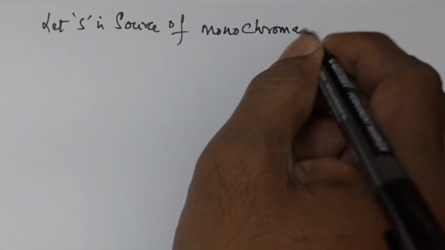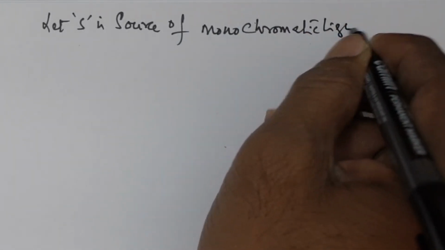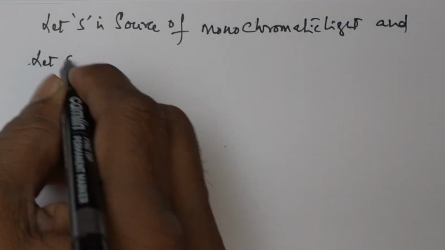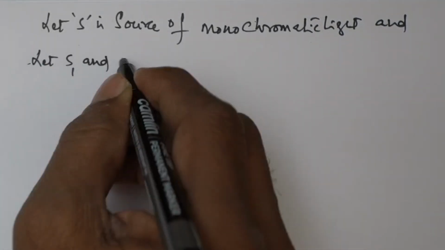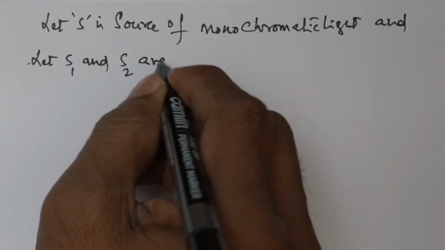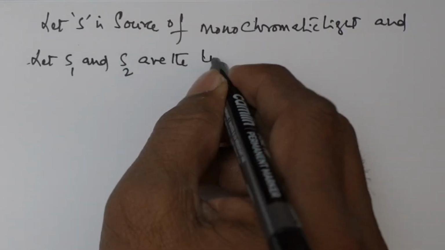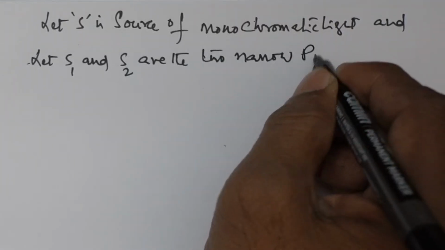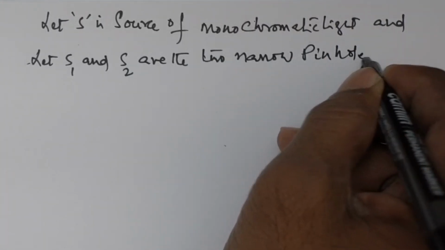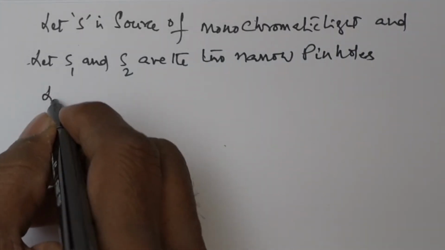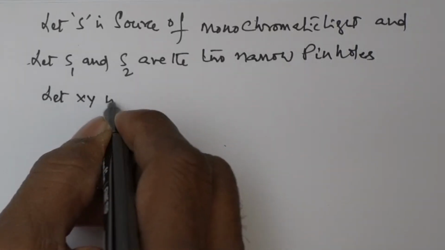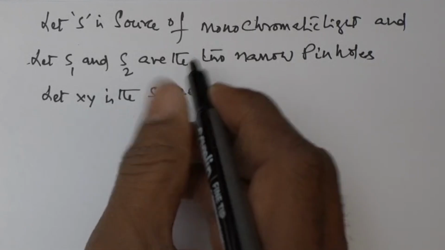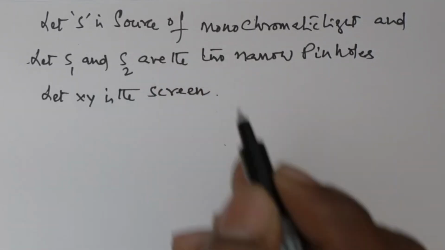Monochromatic light, and let S1 and S2 be the two narrow pinholes. Let XY be the screen. What we are observing on that screen.